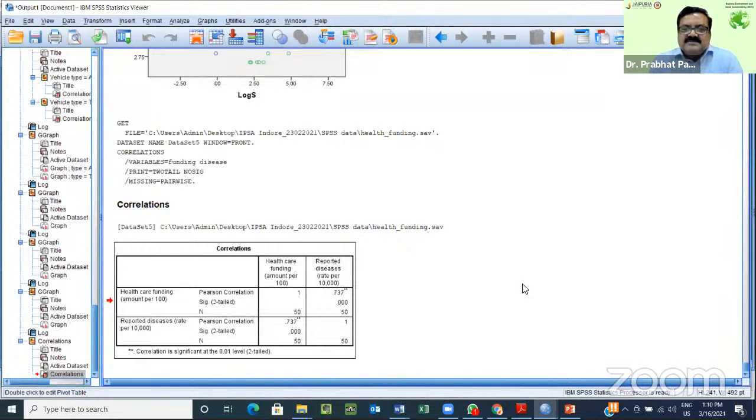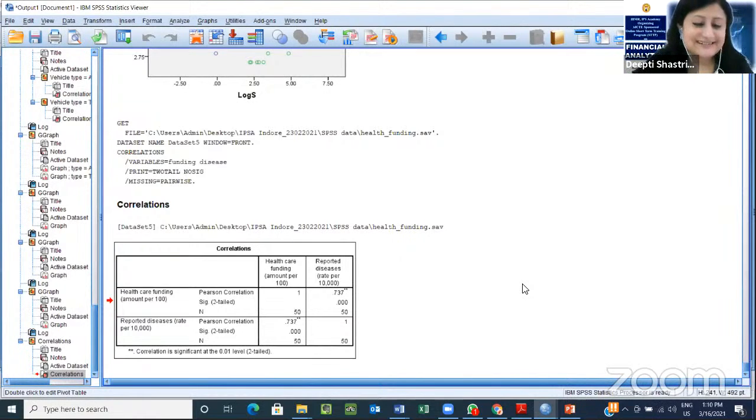So what is the position over here? Can anyone respond on that? What is wrong with this correlation? Dr. Dipti, any idea? What is wrong with this correlation? No, sir. Okay.